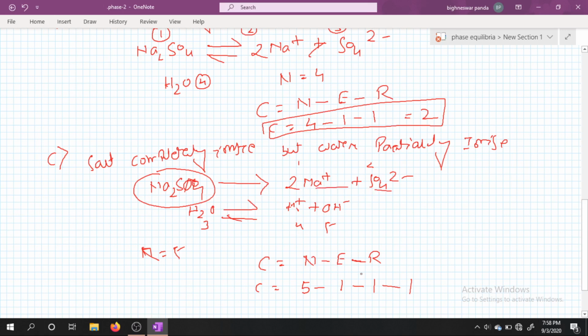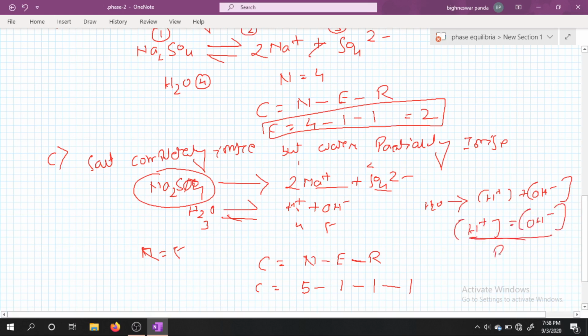And another minus 1 I have put here. Simply remember, if water dissociates, then it will give H plus and OH minus, and we have already studied in ionic equilibrium that the H plus ion concentration is equal to the OH minus concentration. It is also one restricted condition, so I have put another minus 1, so that is equal to 2. It is also a two component system.